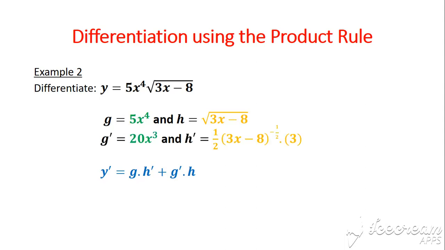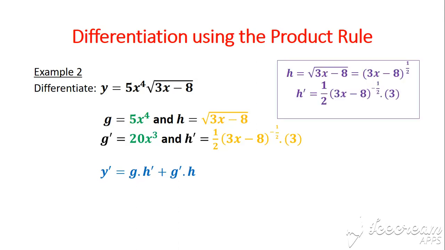Now g dash is 20x cubed, because the 4 comes out the front and times the 5 to give 20, and then the power 4 drops down to a power of 3. h dash is a lot more complicated. It's a composite function, and it's also got a square root, which has a power of a half. If you've forgotten how to differentiate a function like this, go back and remind yourself by looking at the composite function video and practice that more.